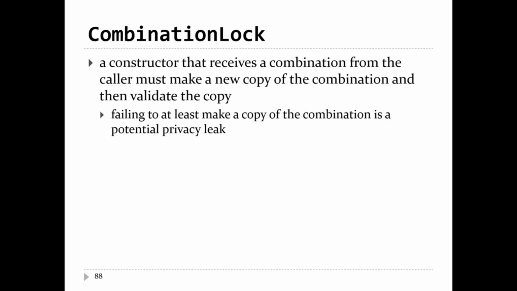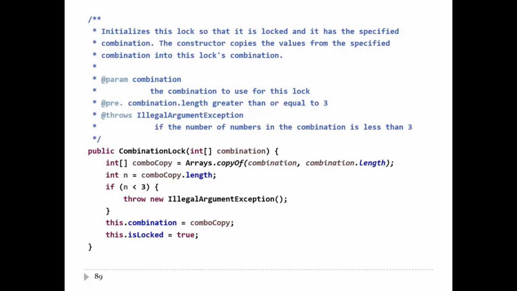If a constructor receives a combination from the caller, right, and we're using composition, we have to make sure that we copy that array from the caller. Right? Failing to at least make a copy of the combination is a potential privacy leak, right? So our constructor that takes in the combination that's provided by the caller, the first thing it must do is it must make a copy of that array.